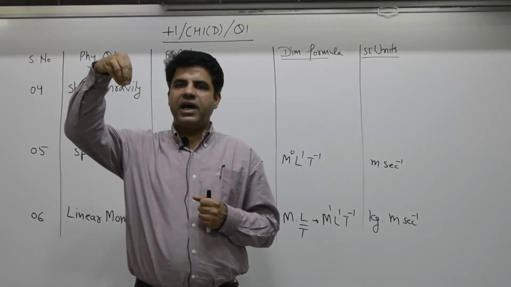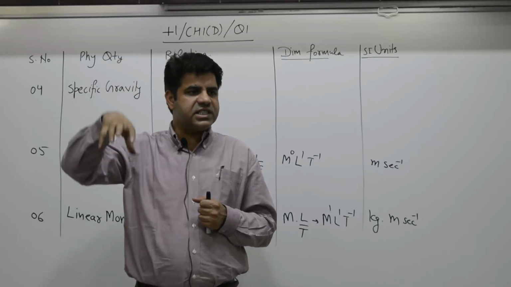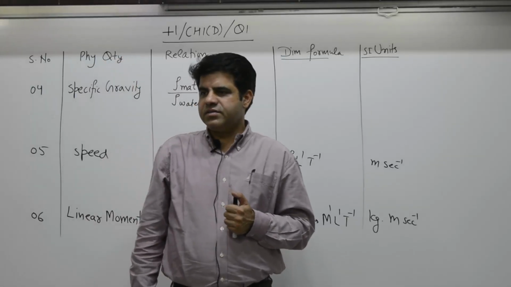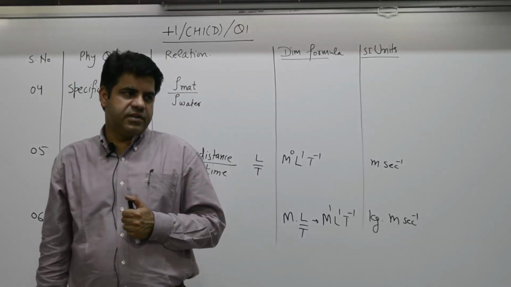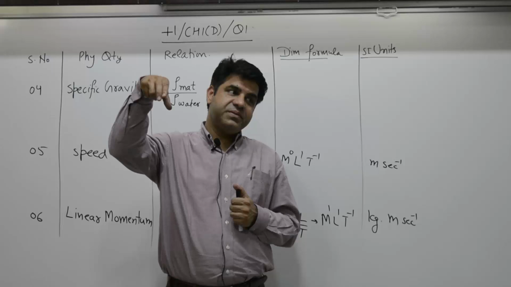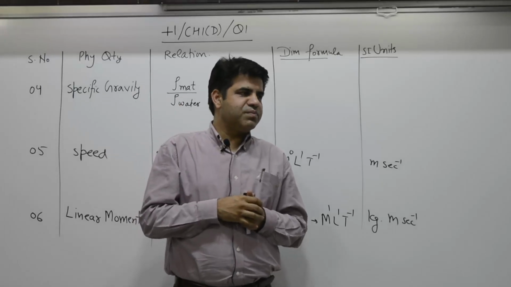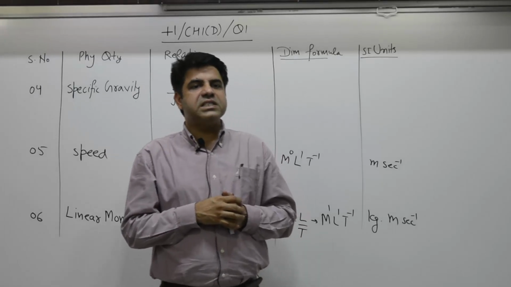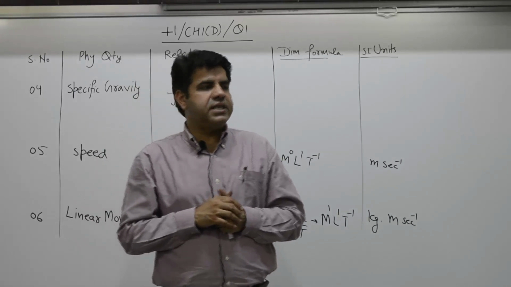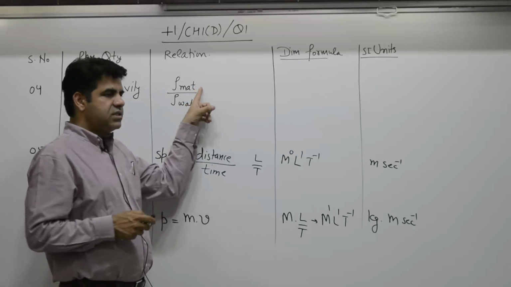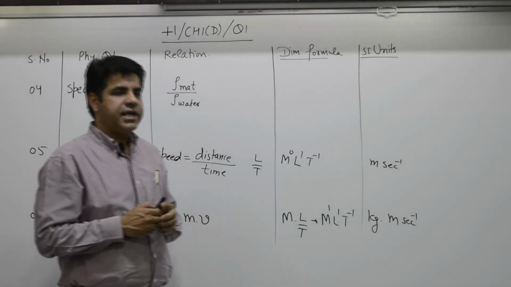If you place an iron ball on water, it sinks. Why? Its density is more than that of water. Then an ice cube floats because the density of ice is less. How much? 0.9, 90%. Density of ice to the density of water is 0.9.